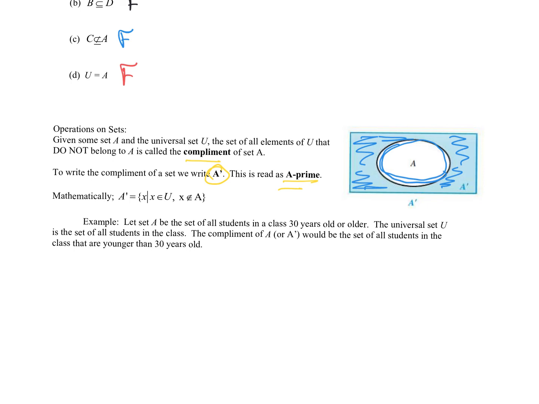So for example, I have a set of students in a class who are 30 years old or older. So 30 and more. So here's my A over here, 30 plus. The universal set is all the students. So U over here is all. And then if I talk about A prime, if U is all of them and A is 30 and up, then A prime is 0 to 29.